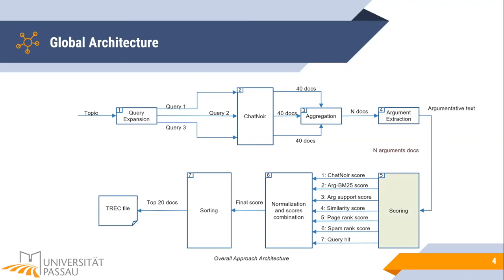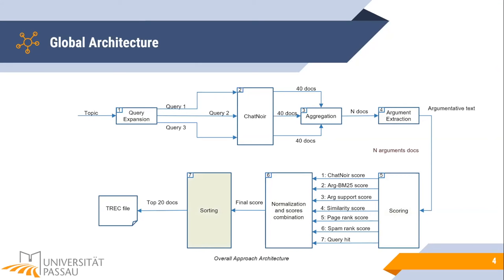After that, we have the scoring, which produces seven different scores based on different criteria, mainly argument level, document relevance, and document credibility. Then comes the normalization and score combination module that scales all scores calculated previously to be between 0 and 1, and then produces a final score while applying different weights.